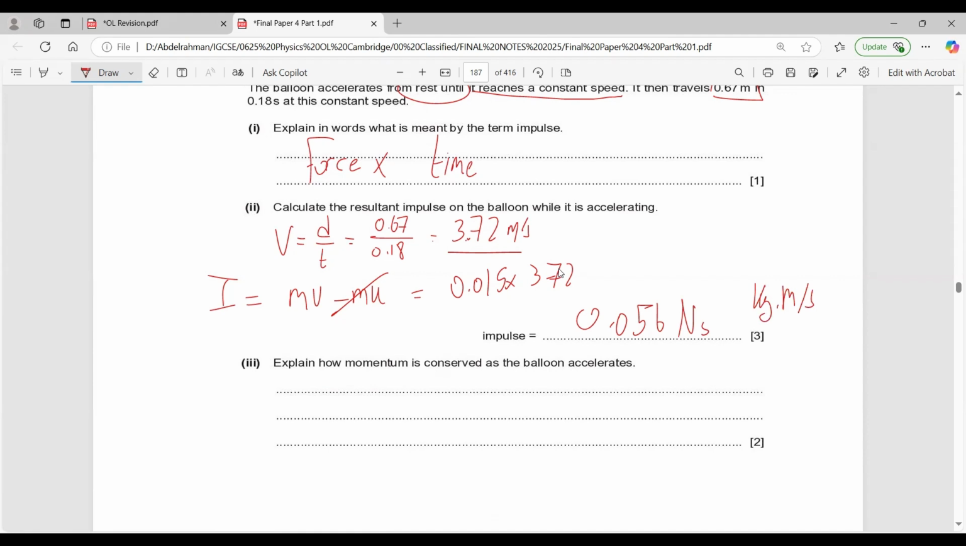Explain how momentum is conserved as the balloon accelerates. And I just explained it.